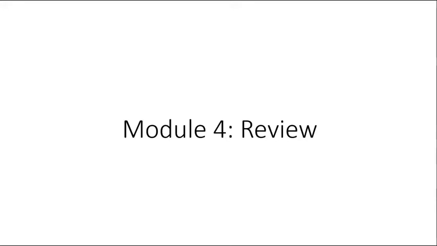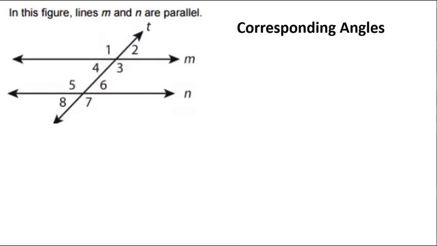Okay, so today we're going to be going over the Module 4 review. So here we have the two parallel lines, lines M and N, and the transversal T, and all your four angles on top, four angles on the bottom, so a total of 8 angles. So let's start off by labeling all our corresponding angles. Again, remember, corresponding angles are congruent.